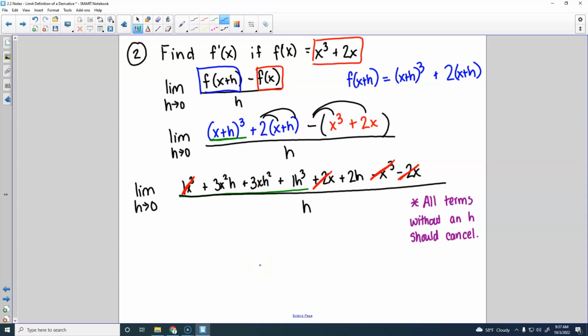So if all 4 of these terms that I have left have an h, which they do, what can I do with that h? Pull it out. So I'm going to pull an h out. We'll have 1 less h for each term. So that's going to be 3x squared plus 3xh plus h squared plus 2.